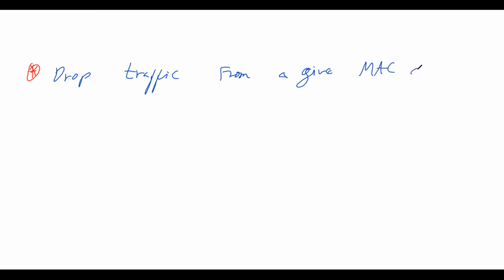Now for this one, I'm just going to give you a generic approach. I don't want to give all the solutions, but let's think about dropping traffic from a given MAC address. Okay, so that's a given MAC address there.